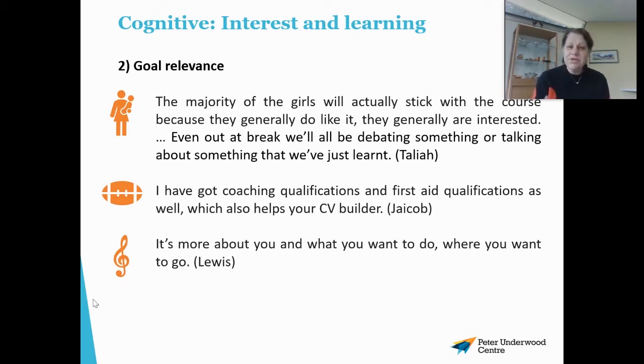And this responds to Dewey's exhortation, and again I quote, to cease conceiving of education as a mere preparation for later life and make it the full meaning of the present life. And so goal relevance can be at a personal level, like it was for Talia and her peers in relation to the material they were learning in class being immediately relevant to their own life as young mums, whereas for Jacob and Lewis, it was more around relevance for their future pathways.